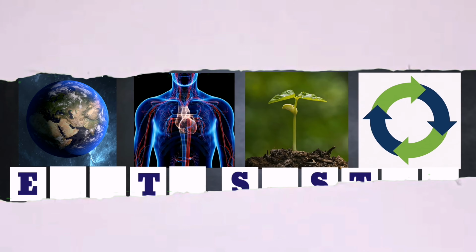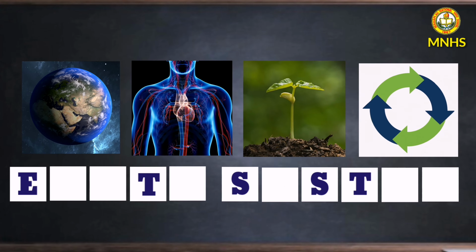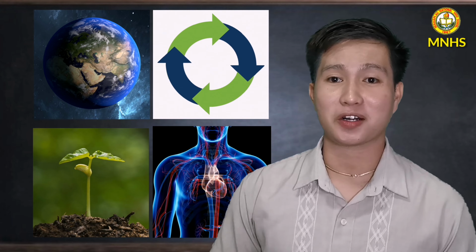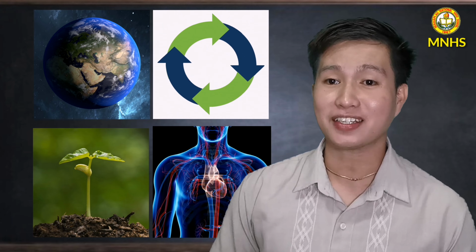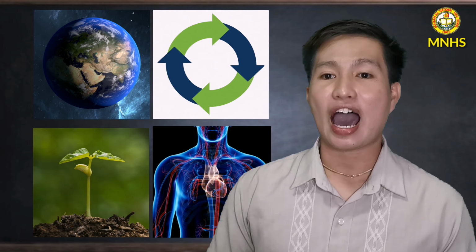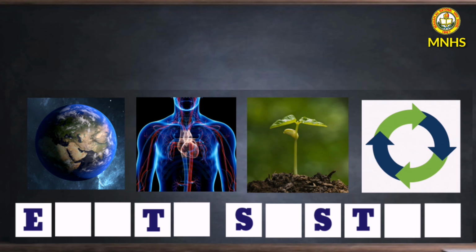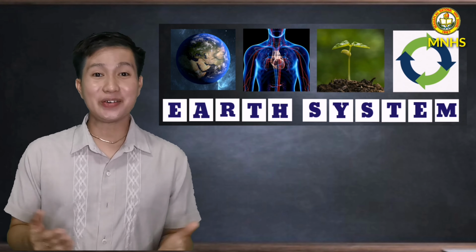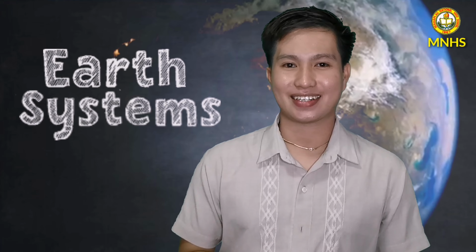Now, I want you to observe these 4 pictures. Try to fill out the missing letters to unlock the words. I'll just give you 5 seconds to do that. And your time starts now. What's your answer? Correct! You got it! To understand this, let's have our topic for today, the Earth systems.